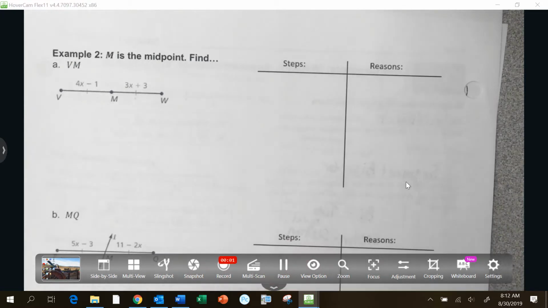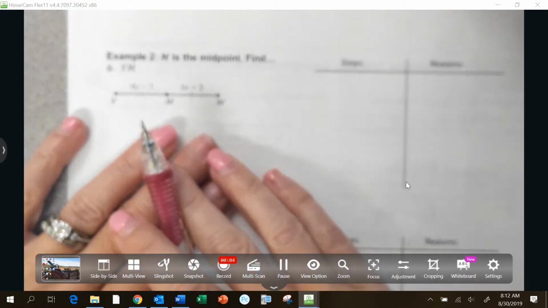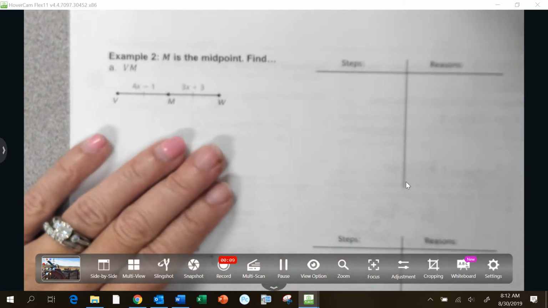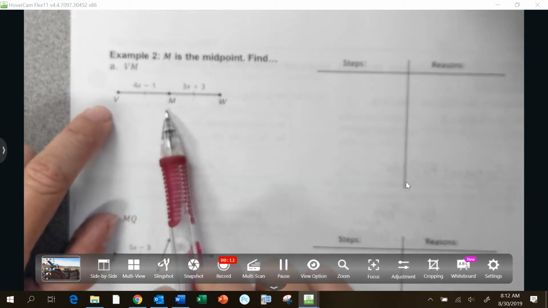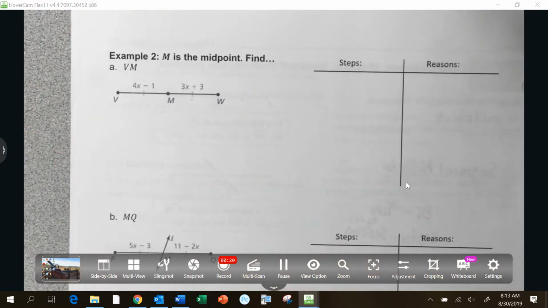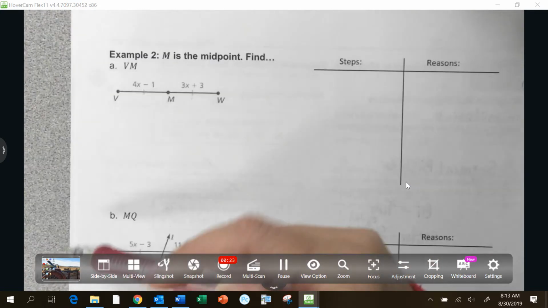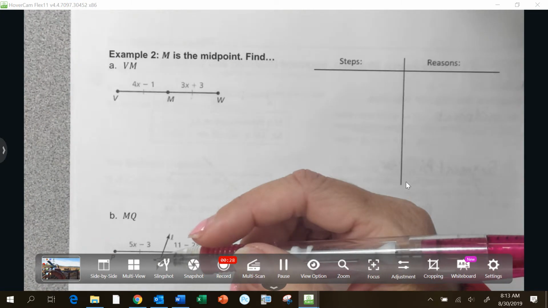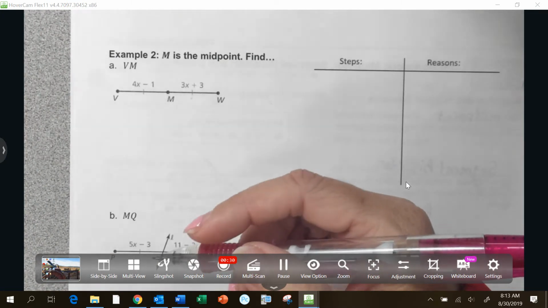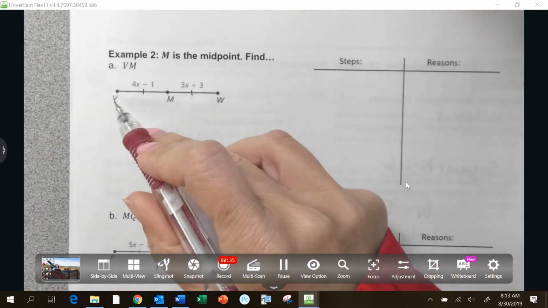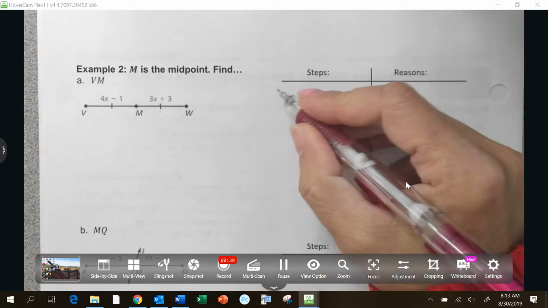All right. So today we are going to find the segment VM. We look here, VM is where? Okay. Before we do our steps and reasons, what do we know about this graph, or this picture? What do we know? Cameron. Congruent? Okay, so we know this little mark here and this little mark here tells me that VM is congruent to MW.